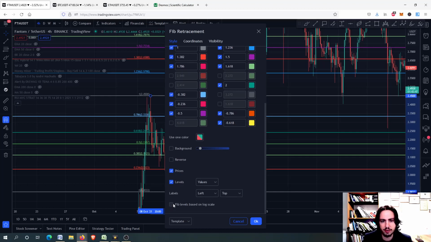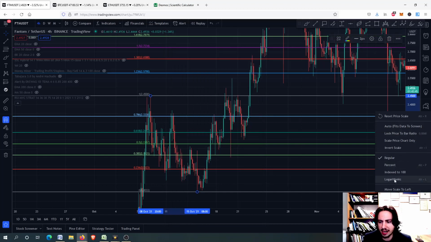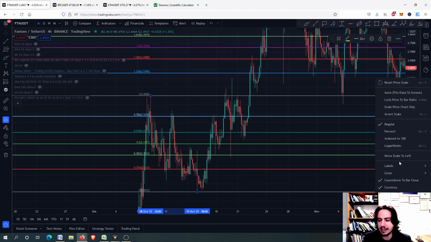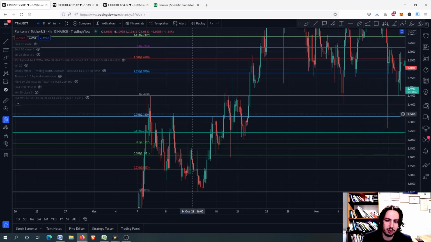You can do that if you want, or you can go to the price section right there. You can see, right click on that and go to the logarithmic scale. You can do whatever you want. But anyway, let's go to the Fibonacci settings.